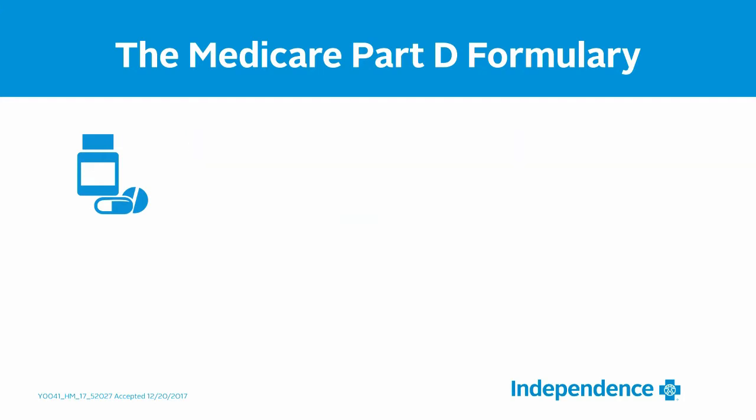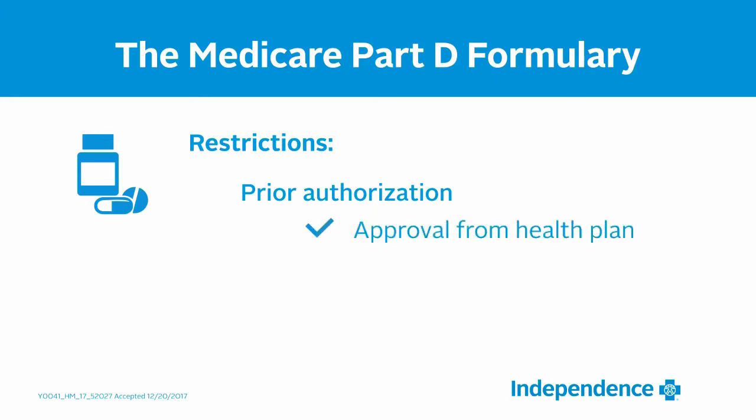In addition to cost, it's important to know that there may be some drug restrictions on the formulary. For example, some drugs may require prior authorization. This means that you or your doctor will need to get approval from your health plan before you fill your prescription. If you don't get approval, your health plan may not cover the drug.